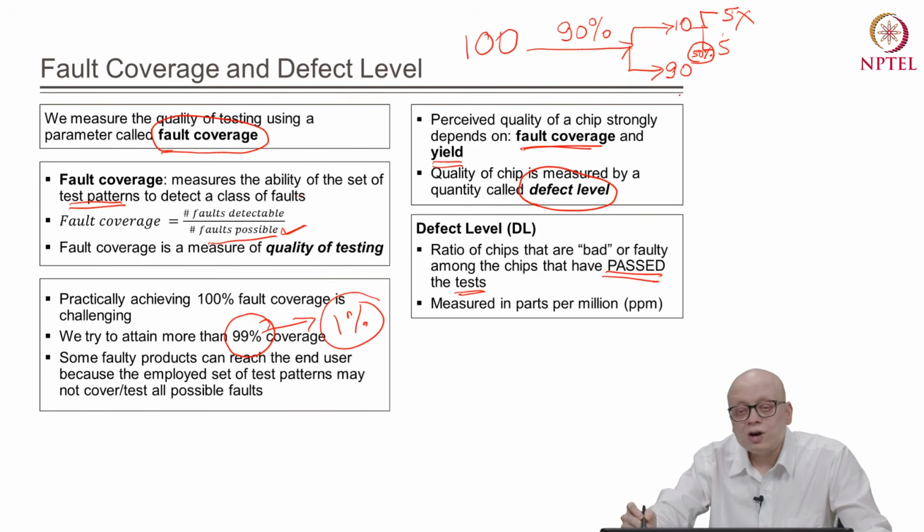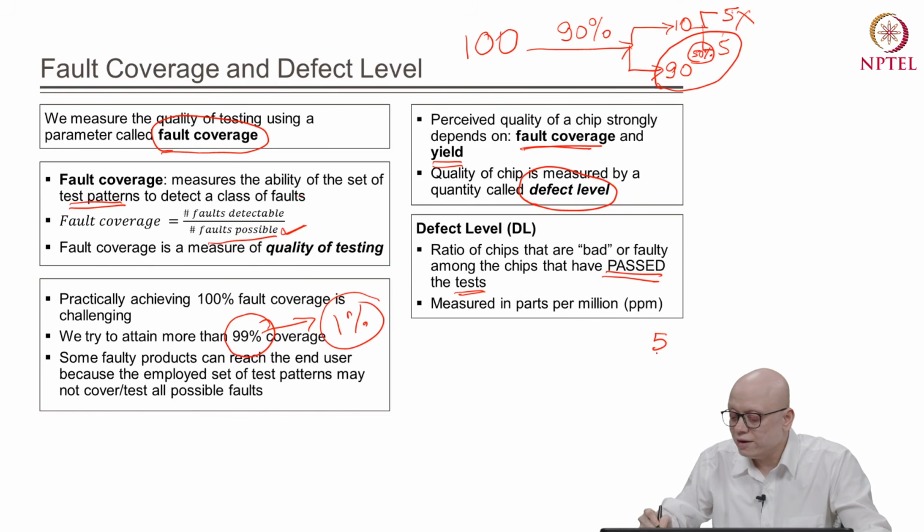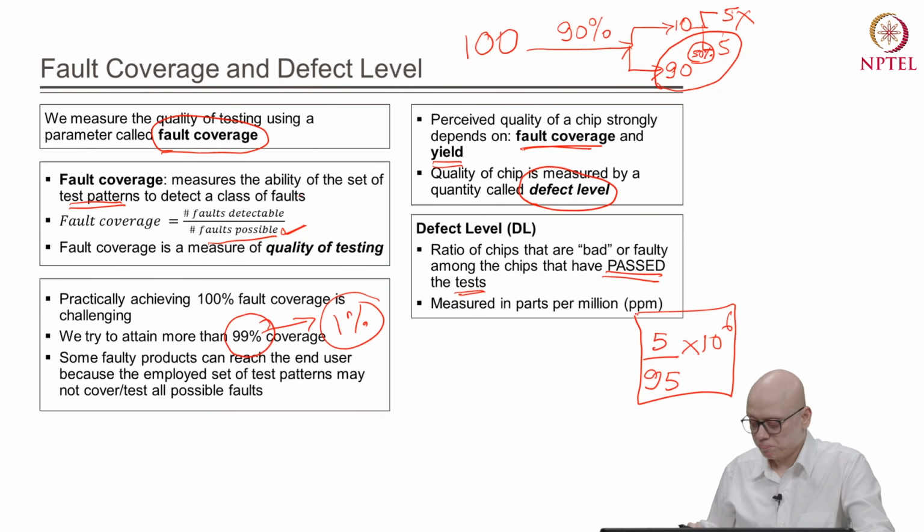So, the number of chips that will reach the end customer will be 90 plus 5, that is 95, and out of this 5 will be actually defective. So, defect level will be 5 divided by 95, and since we are measuring defect level in terms of parts per million, we multiply with 1 million, and this is what the defect level will be for this process.